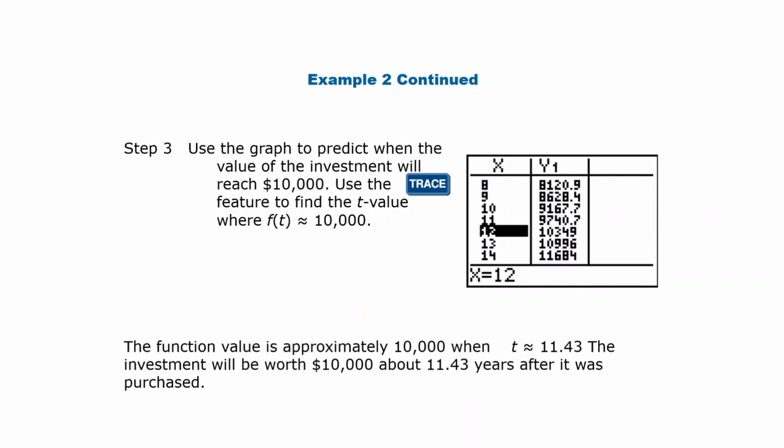Another way we'll be able to find it, and I'm going to show you this in class, is you'll be able to find exactly what t equals to make it 10,000. T equals 11.43 is actually the exact amount, and I will show you when we get into class how to do that on your calculator. If you want to figure that out on your own, you can use the solver in the math section to help you solve that.